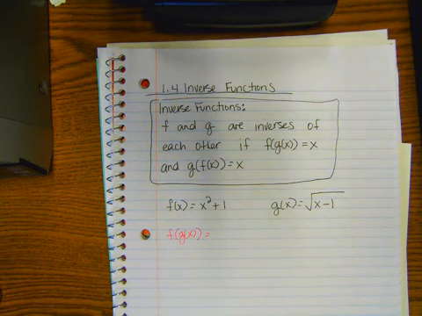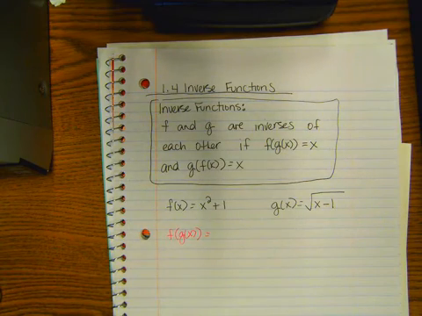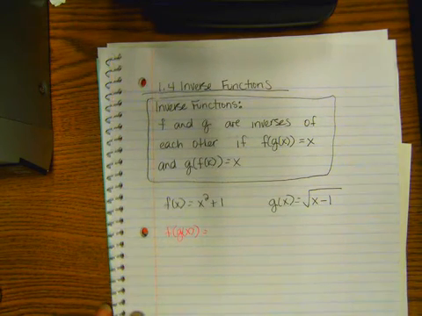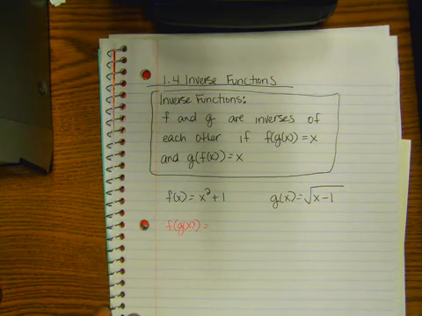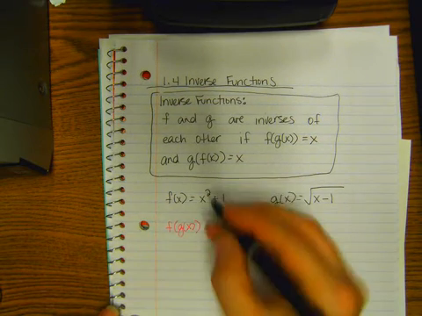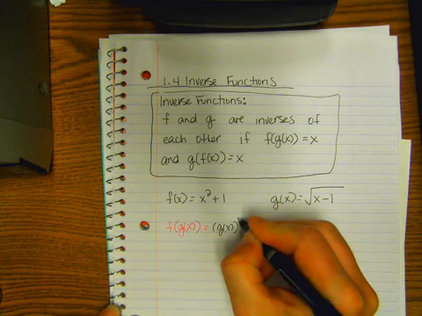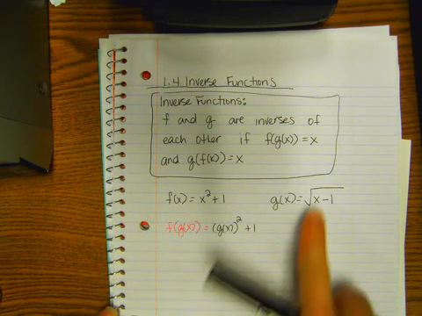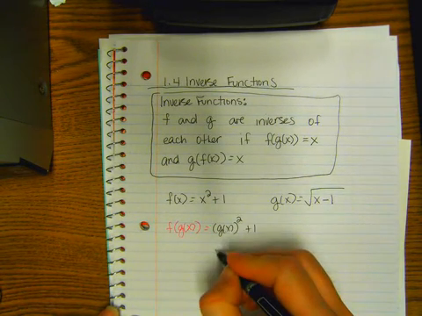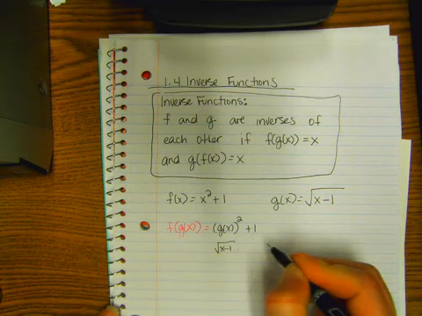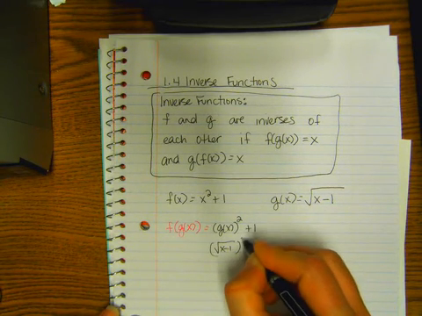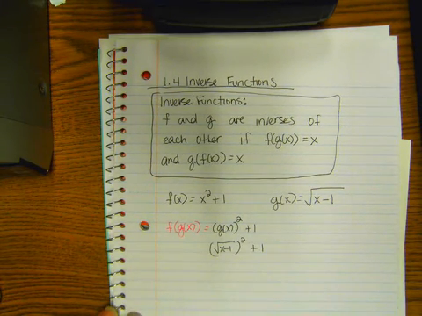Okay, so what's the function f doing? What does function f say to do? Square something and add 1. So if we were to square g of x and add 1, we would be squaring that entire function and adding 1. What happens next?